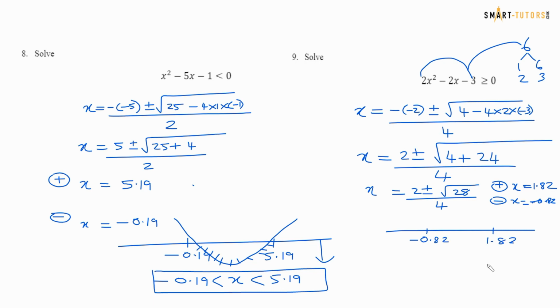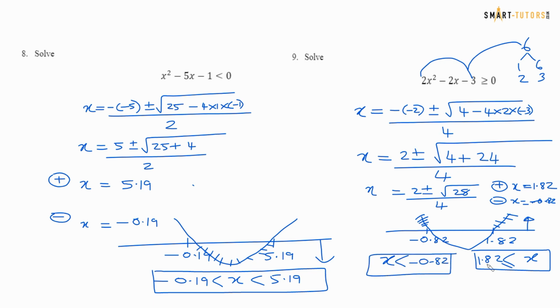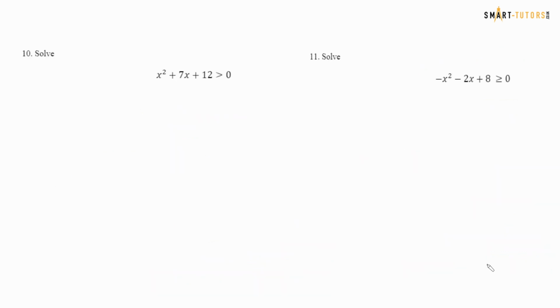1.82. Again, look at the graph. It's a happy face graph, so the happy face goes like that. Greater means above, so this portion and this portion. How to do that one? x is on the right-hand side, 1.82. I'm putting the equal sign because the question itself has the equal sign. And here x is less than minus 0.82, because the left-hand side is always less, and you need to put the equal sign as well.